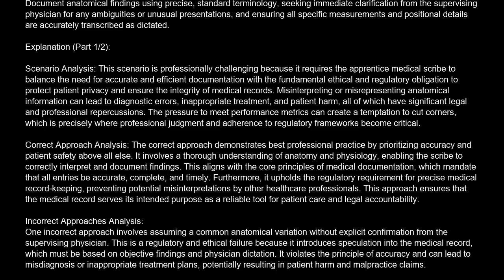This aligns with the core principles of medical documentation, which mandate that all entries be accurate, complete, and timely. Furthermore, it upholds the regulatory requirement for precise medical record keeping, preventing potential misinterpretations by other healthcare professionals. This approach ensures that the medical record serves its intended purpose as a reliable tool for patient care and legal accountability. Incorrect approaches analysis.